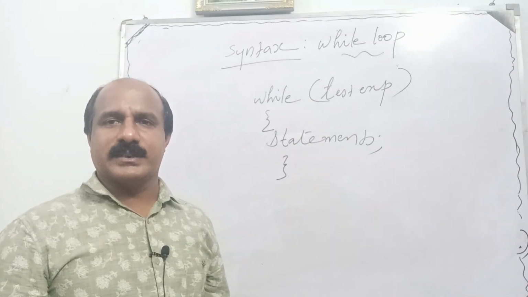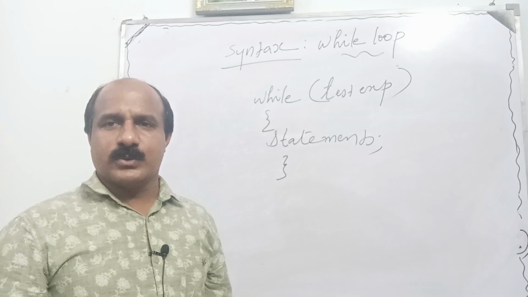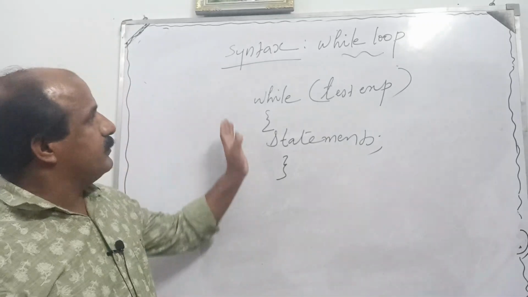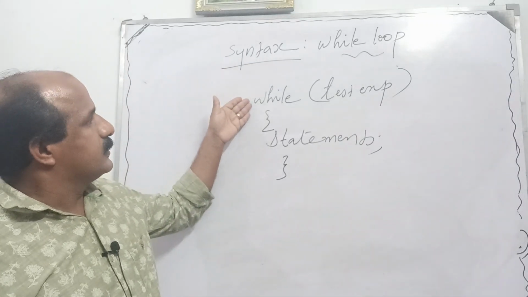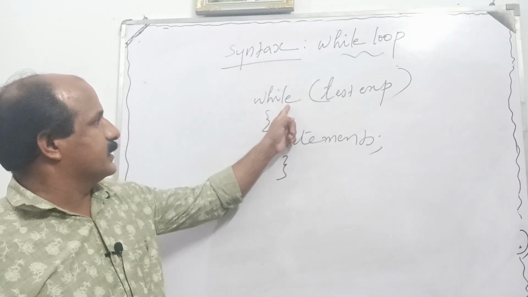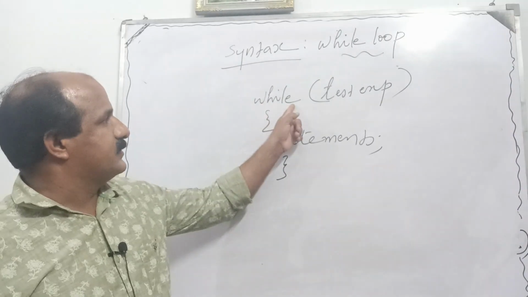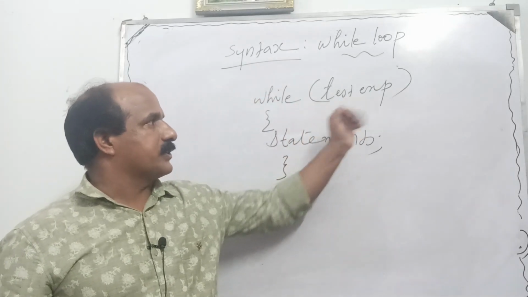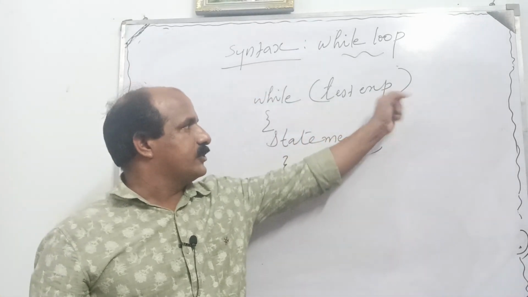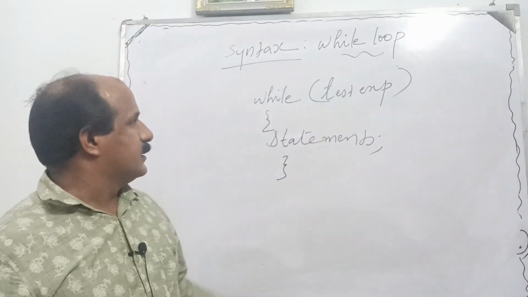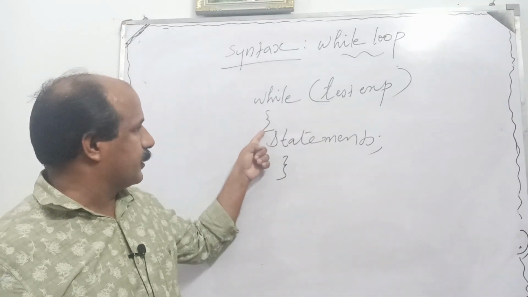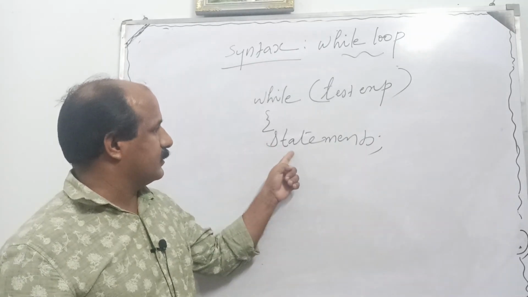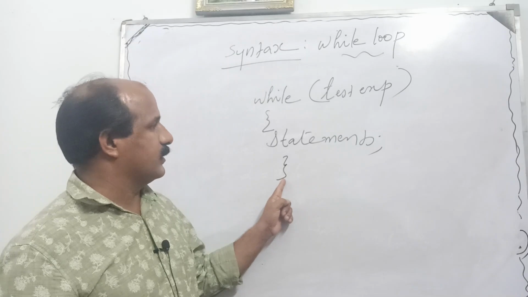Today we are going to discuss the while loop. So let us see the syntax of while loop first. In while loop, first while will be written. While is in lower case. Then your test expression will come, and here there is no semicolon, remember that. Now your while loop starts from here and the statements are given over here. This is the ending of while loop.